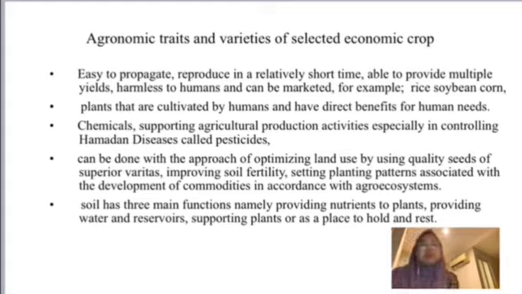Soil is an important living component of the environment that can be manipulated for the appearance of plants. In supporting plant life, soil has three main functions, namely providing nutrients to plants, providing water, and reservoir support.